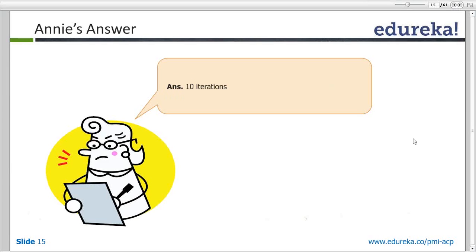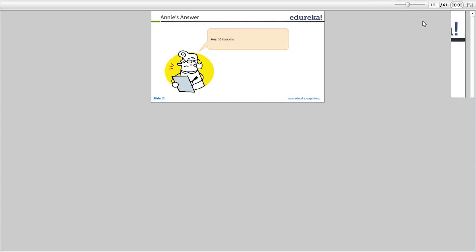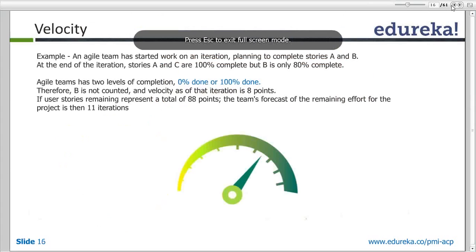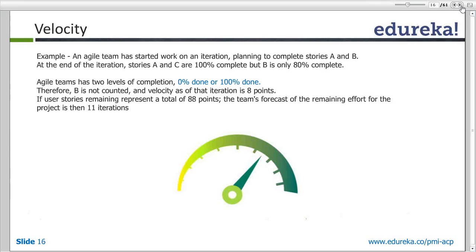Debajyoti, clear? Yes, no? Yeah, we can proceed. Okay. I did not get the question actually. Debajyoti, in one iteration, we could complete 10 story points. 10 story points could be a sum of whatever. I mean, how to break down this question? Okay, let me do that for you.